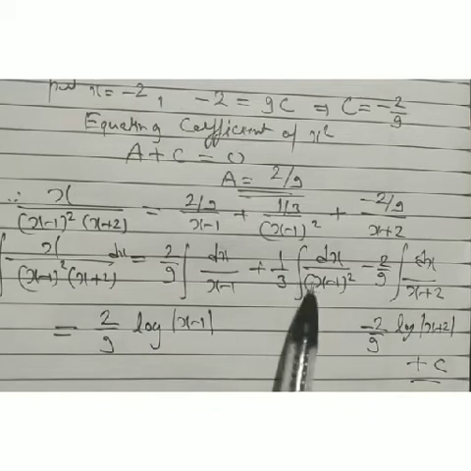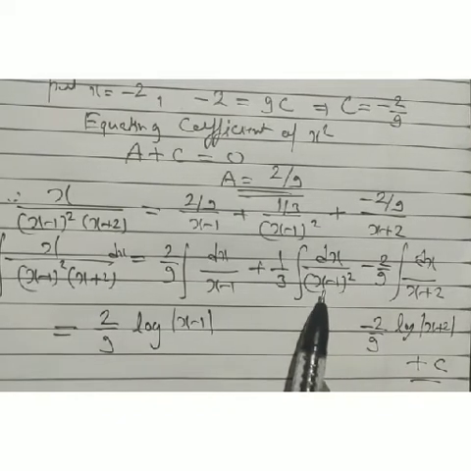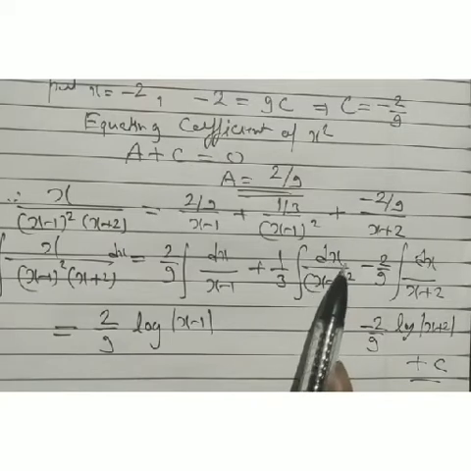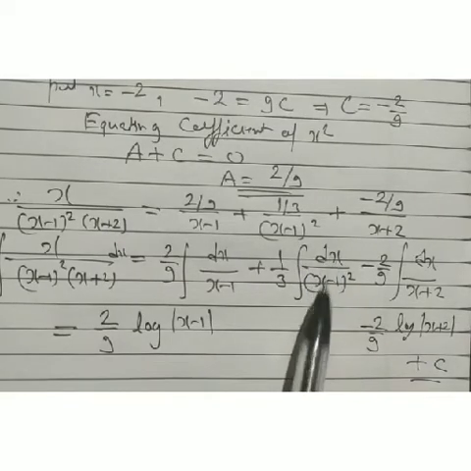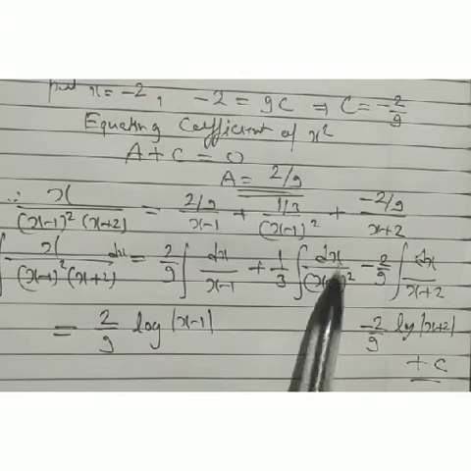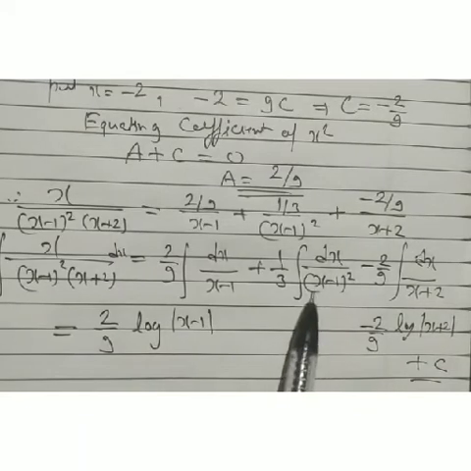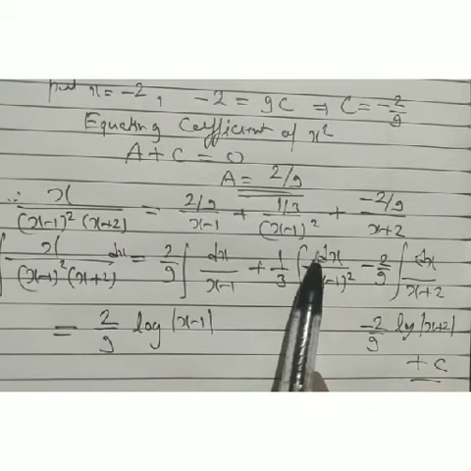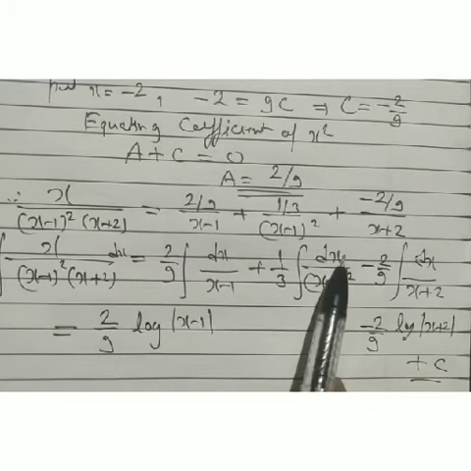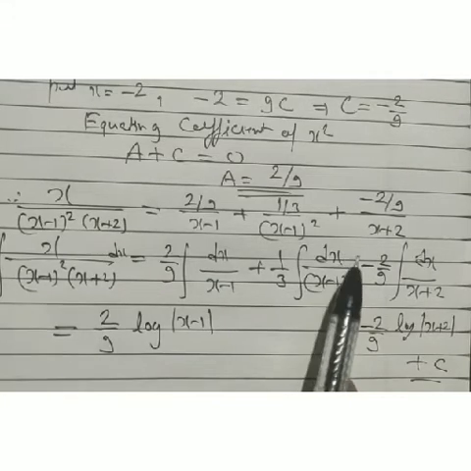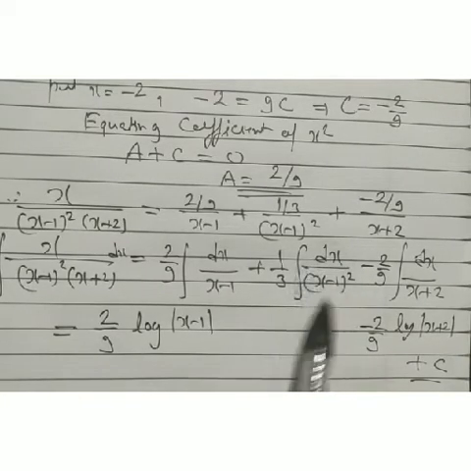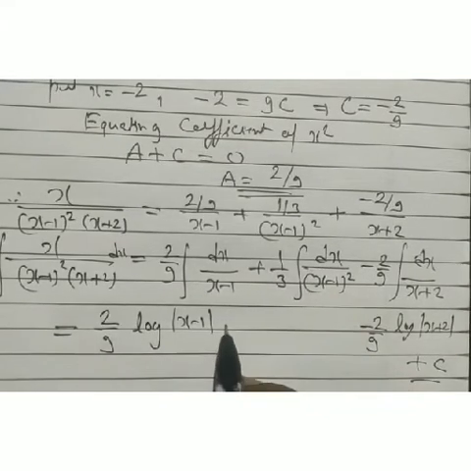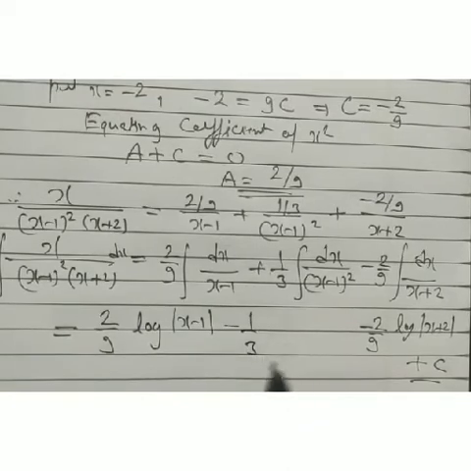Now look, it's x minus 1 whole square. When we take x minus 1 as t, then dx equal to dt, then it's the integration of dt upon t square. Its format is the integration of dt upon t square. How do we get its value? Taking t square in the numerator, we have the integration of t to power minus 2 dt. Then its value is t to power minus 2 plus 1 upon minus 2 plus 1, which means minus 1 by t. Then minus 1 by t means we have plus 1 by 3 times minus 1 by t. What is our t? x minus 1.